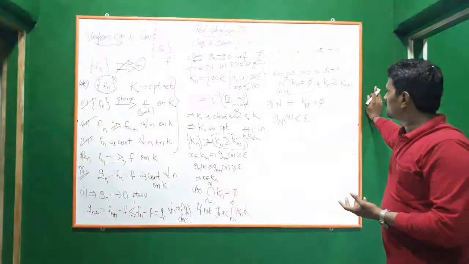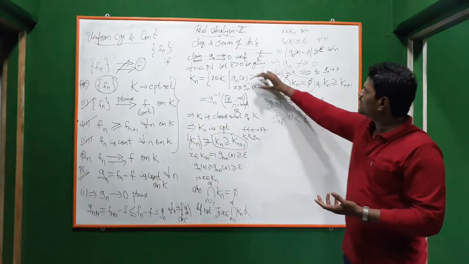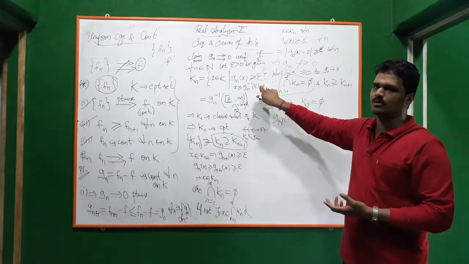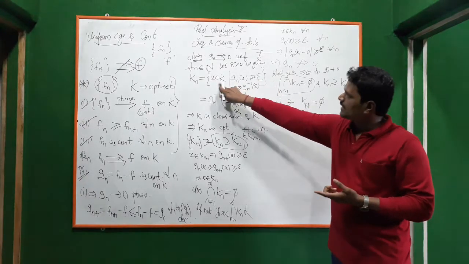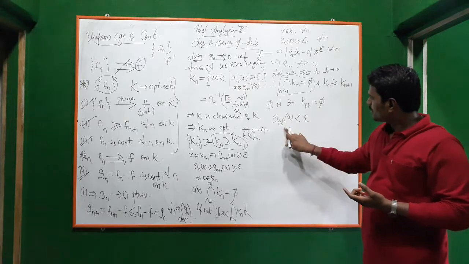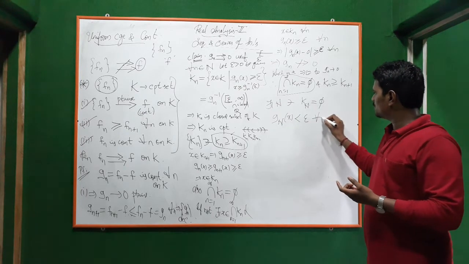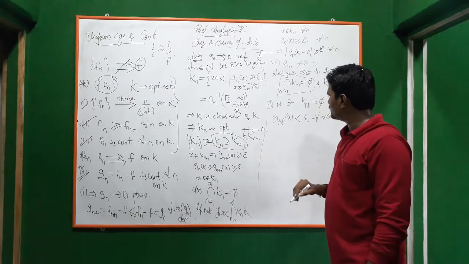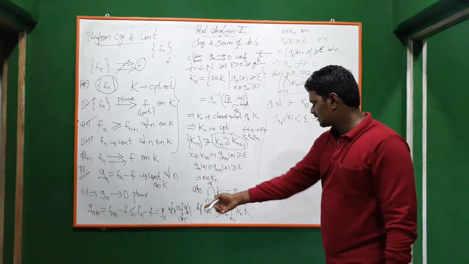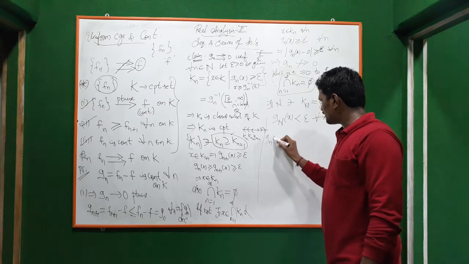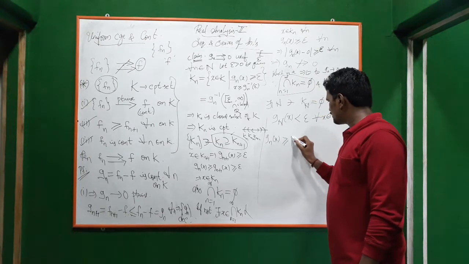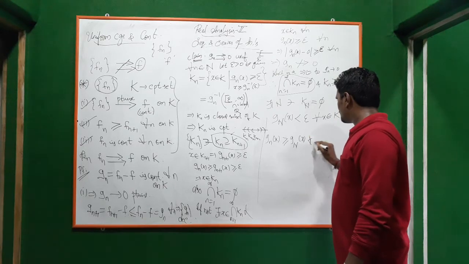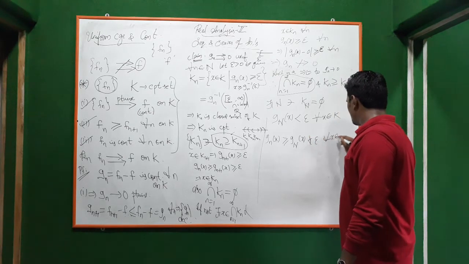Correct. This set is empty means there is no such x which satisfies Gn of x is greater than or equal to epsilon. That means for every element in K, Gn of x will be less than epsilon. This is true for every x in K. But we know the property of Gn. Gn is a decreasing sequence, correct? So Gn of x is greater than or equal to G capital N of x, which is less than epsilon for every x in K.